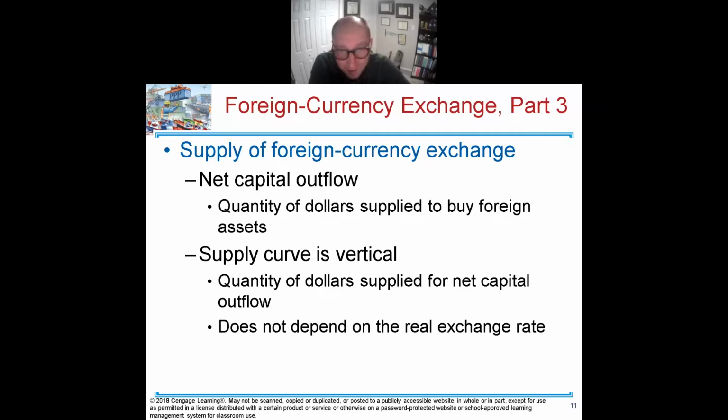In this case, you'll notice the supply curve is vertical. Just remember when we talked about the supply of money, the supply of physical cash, it said that the supply curve is vertical because it's controlled by the central bank, right? The same is true for foreign currency exchanges. The quantity of dollars applied for the net capital outflow does not depend on the real exchange rate. It simply depends on the central banks.